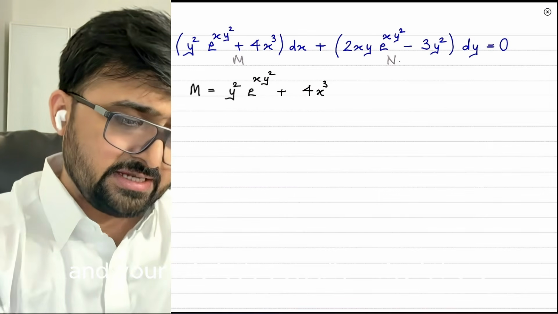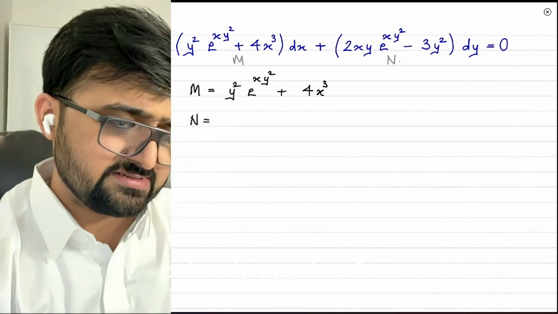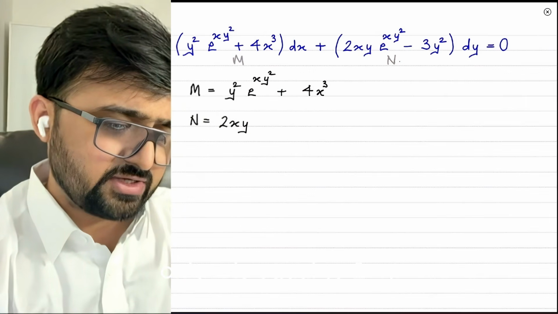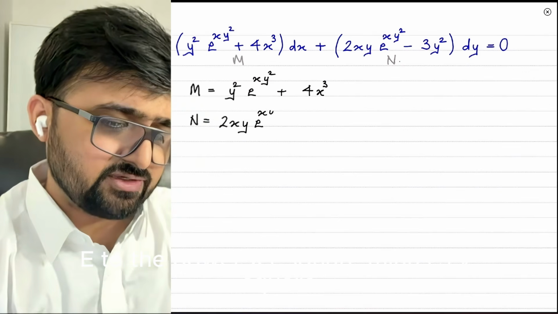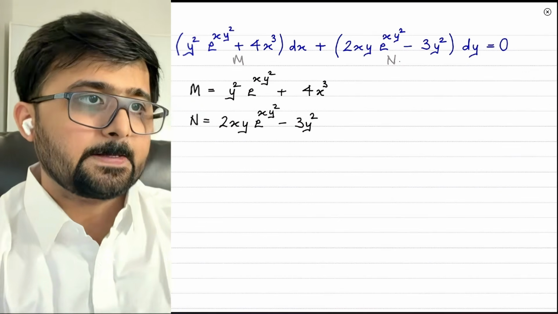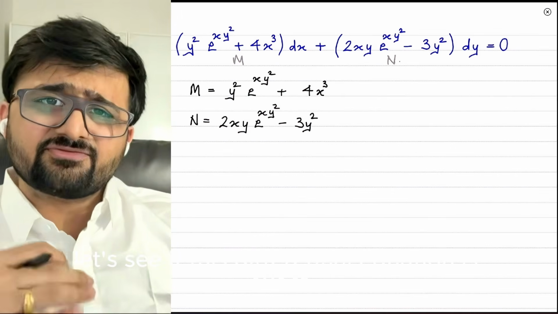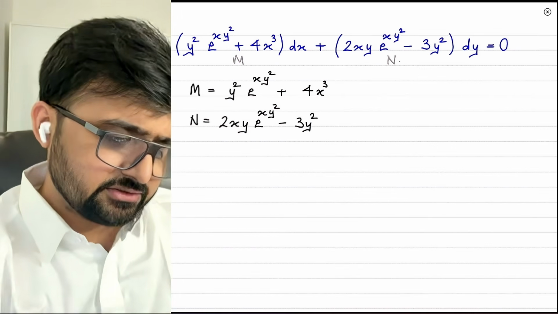And your N is, let's actually write it here only. N is equal to 2xy e to the power xy square minus 3y square. Okay, so we have our M and we have our N. Let's see if this differential equation is exact anyway.